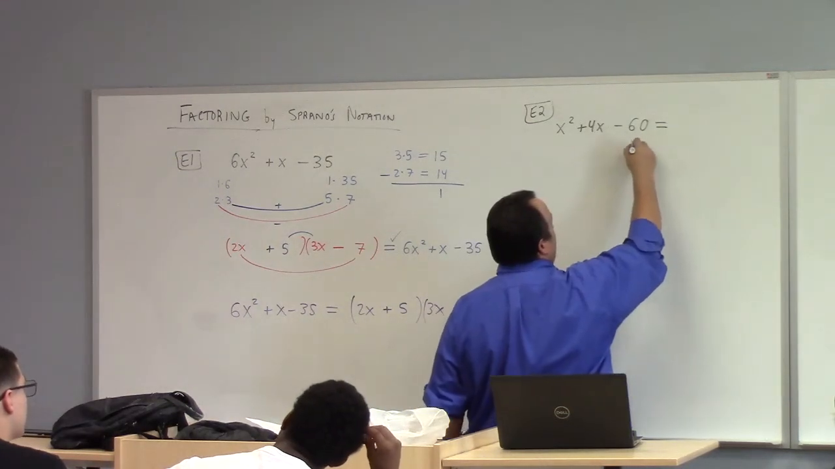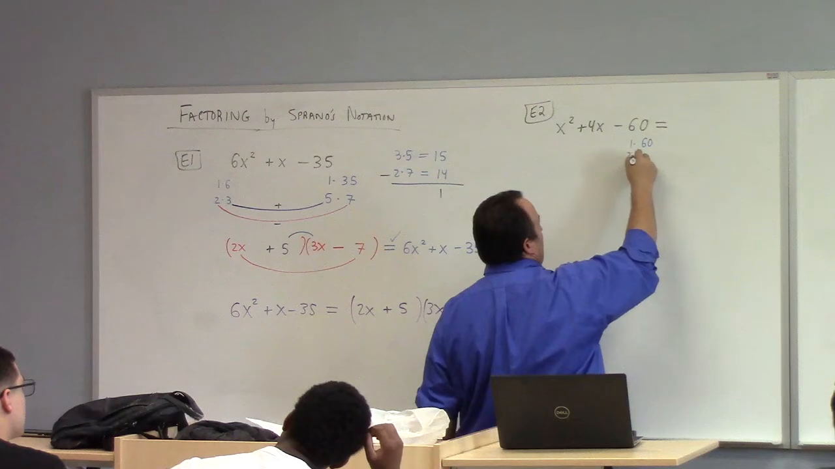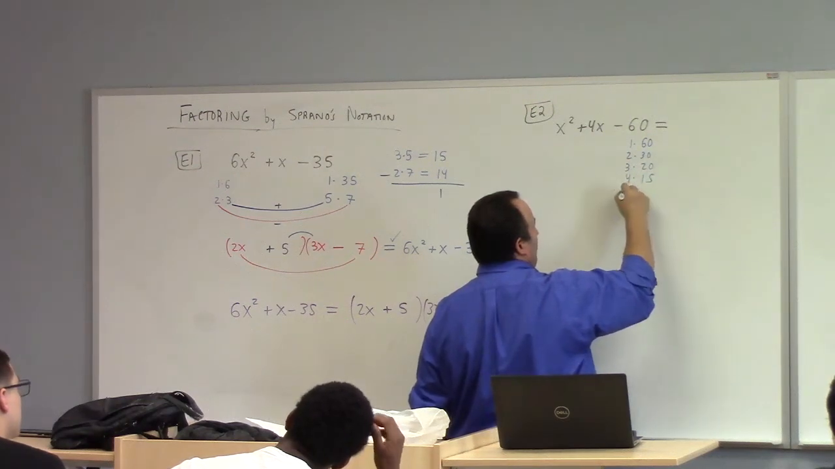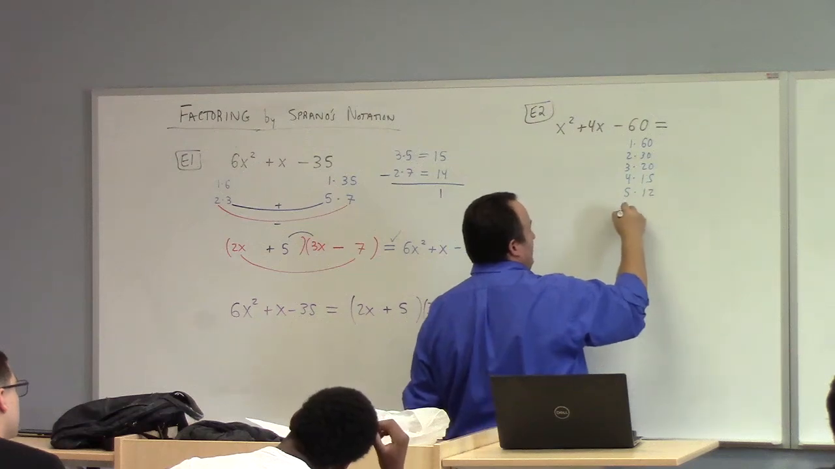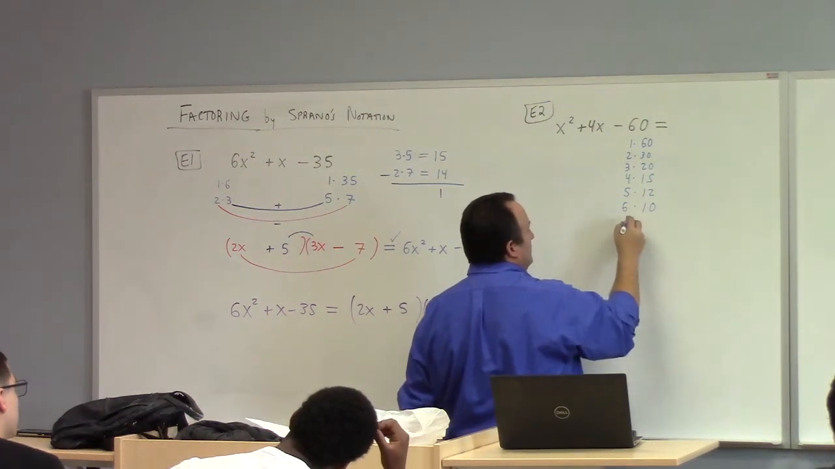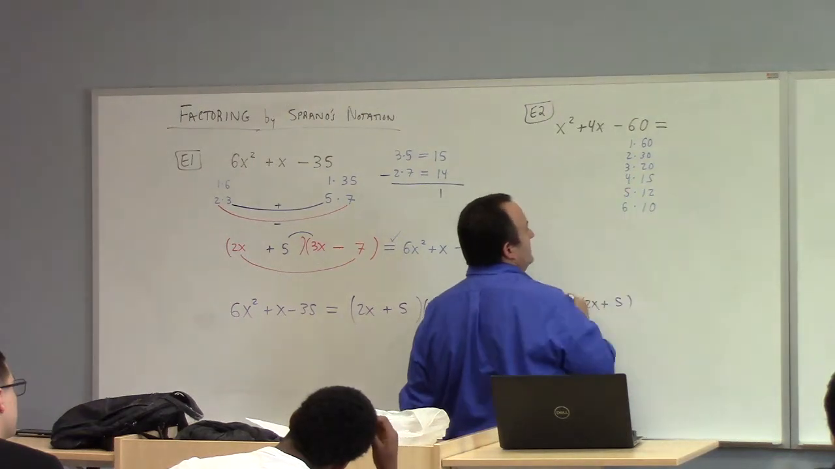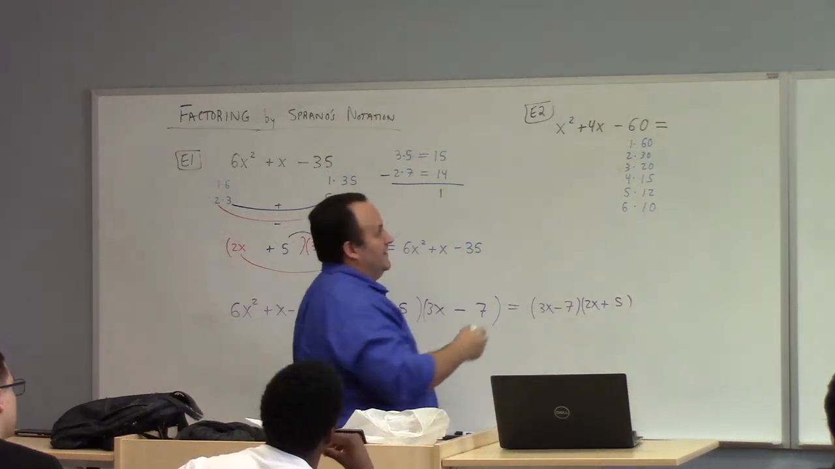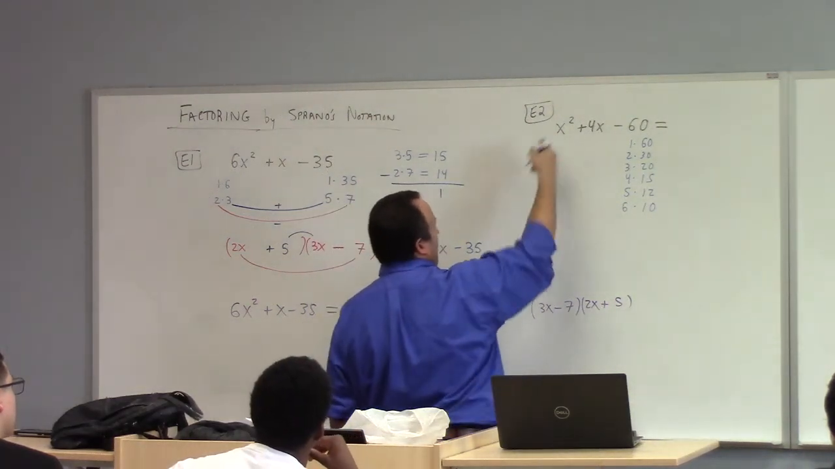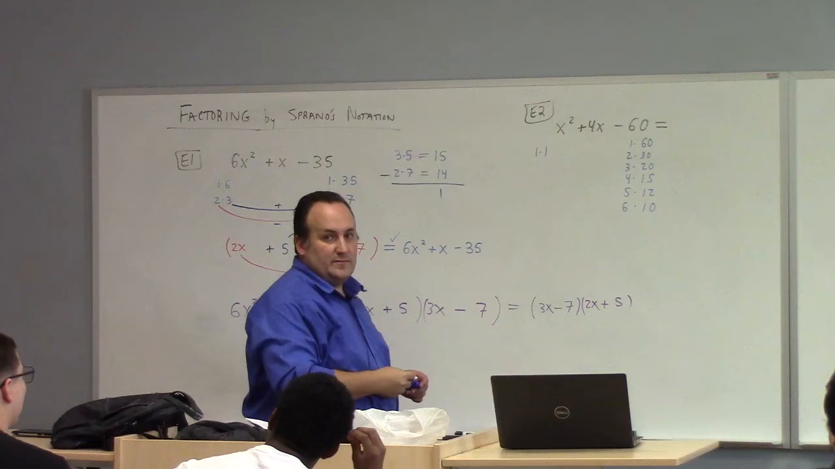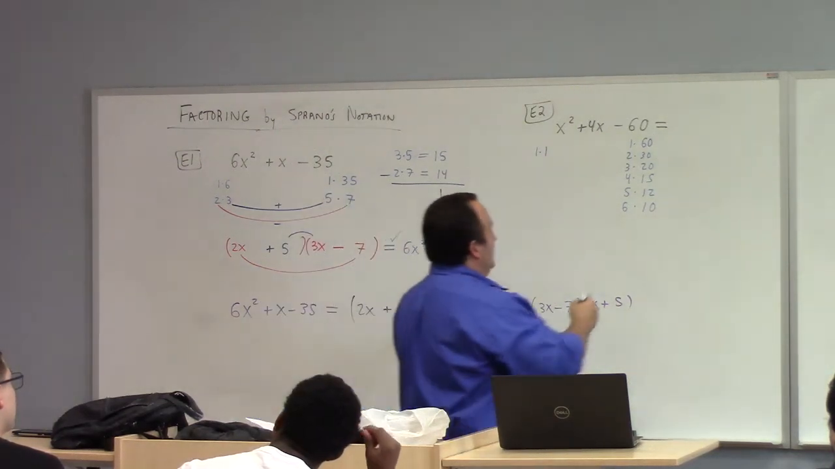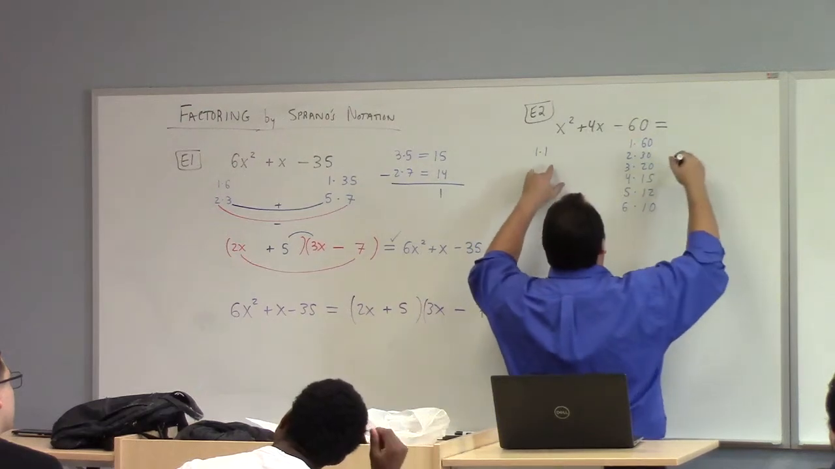Like this is 1 times 60, it's 2 times 30, it's 3 times 20, it's 4 times 15, it's 5 times 12, it's 6 times 10, is that it? 4 times 15. I got that one. Oh, yeah. And pluses and minuses of all these, yeah? And then over here you've got 1 times 1 for that. That's kind of it. But see, you have many, many choices.